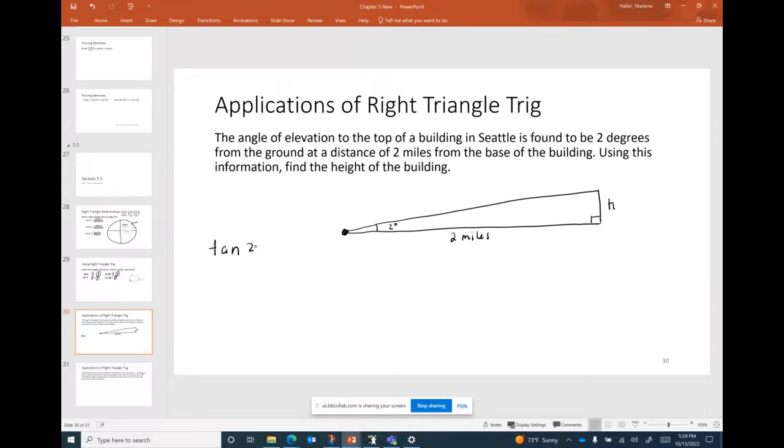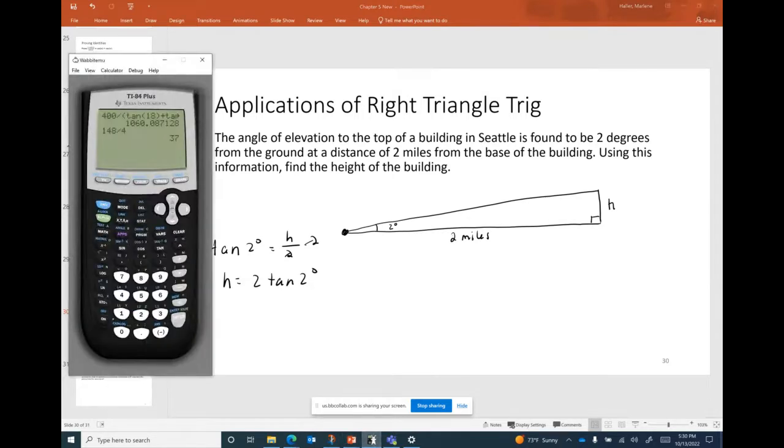The tangent of 2 degrees is opposite over adjacent, right? That's going to be h over 2. Solving for h, well, that's easy enough. We just multiply both sides by 2. So h then is going to be 2 times the tangent of 2 degrees. And let's see what that is. 2 times the tangent.